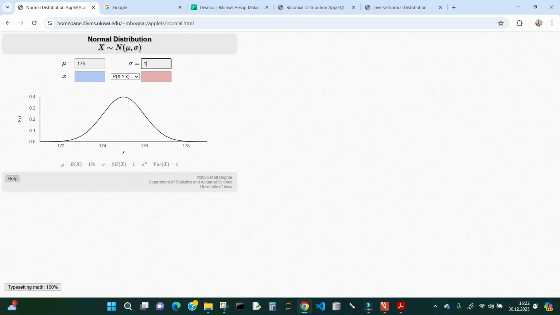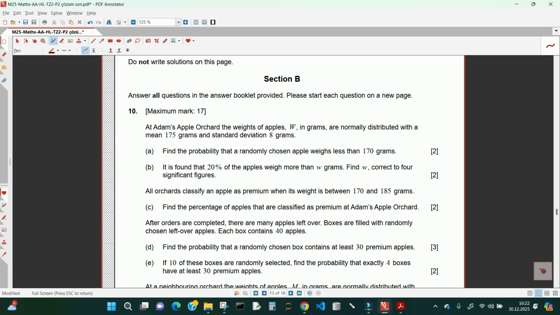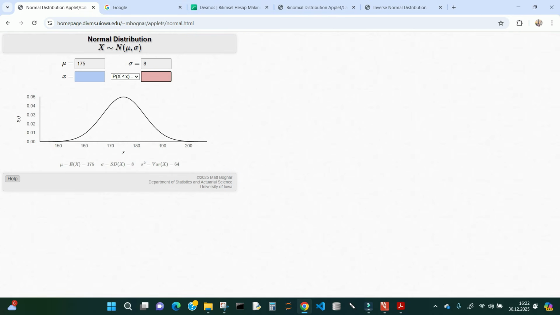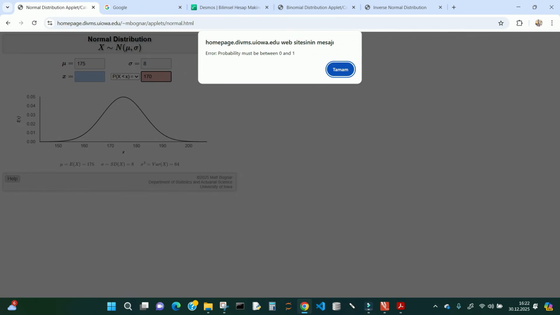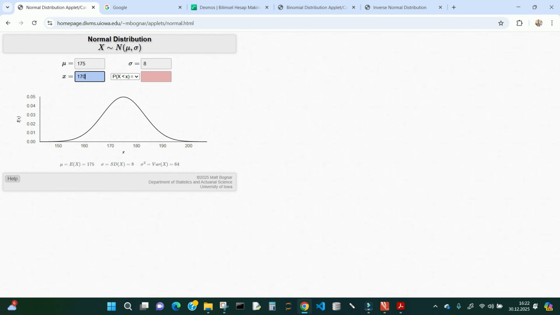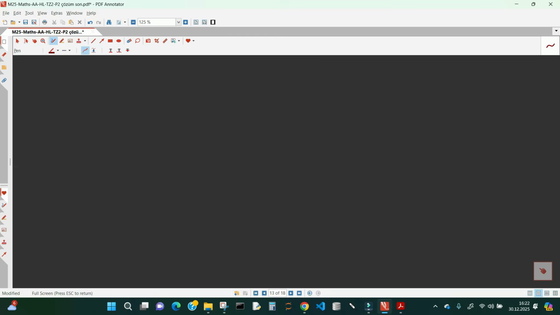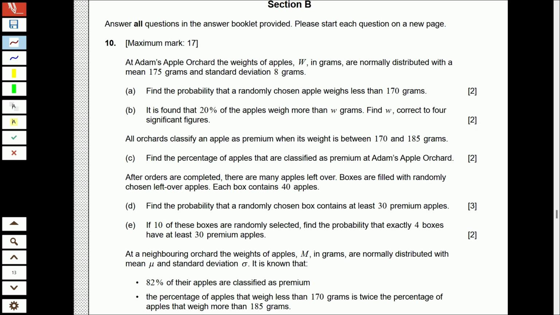175 mean, 8 is standard deviation. I'm looking for less than 170. So yeah, 170, it will give us 0.20, let's say 266.